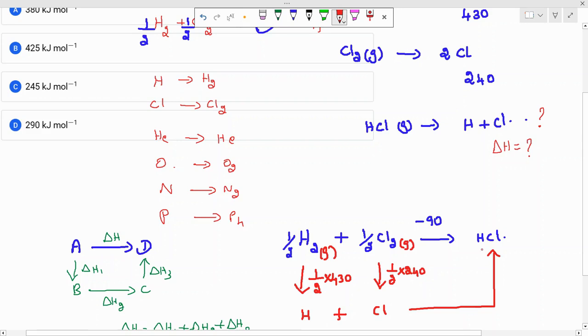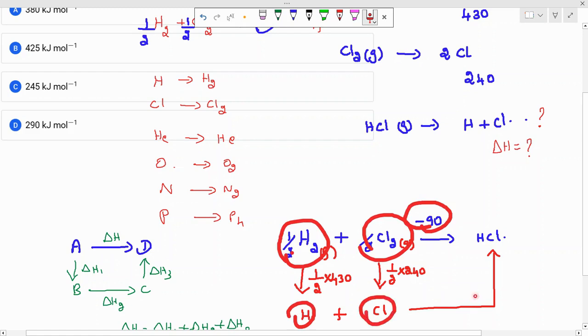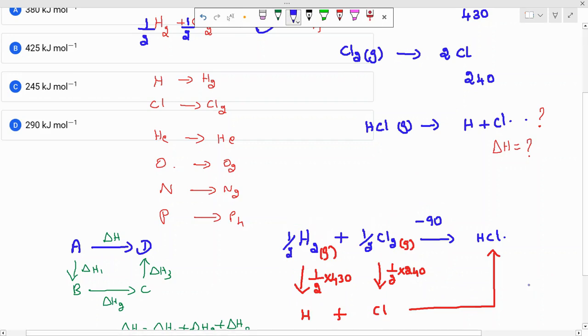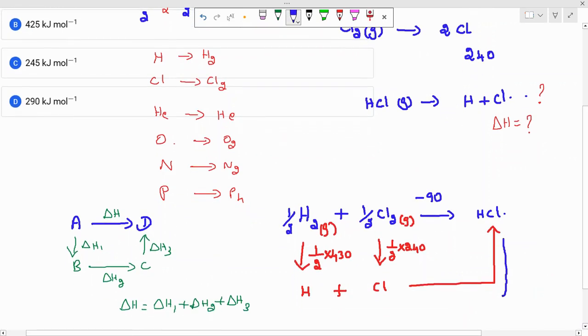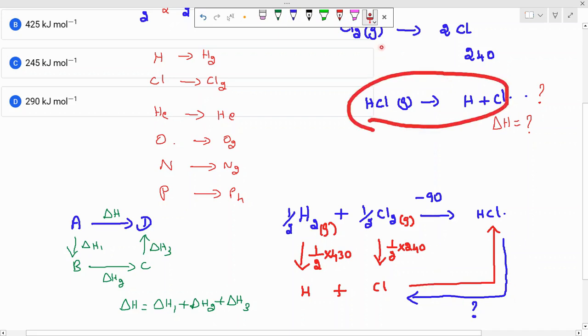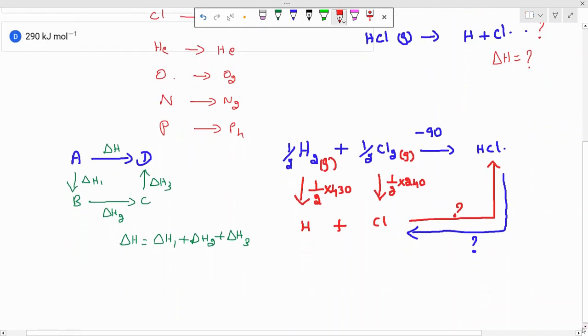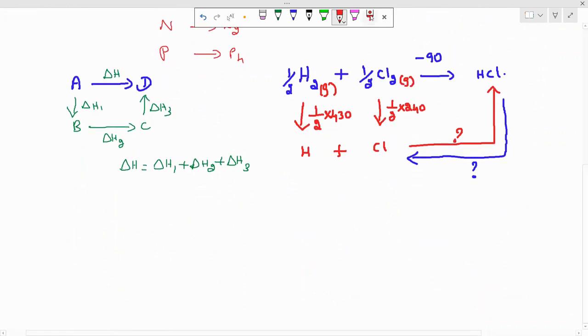This is not formation. Sometimes students may write minus 90 here. This is wrong. The 90 is for the formation enthalpy from the elemental state, but HCl is not the elemental state. Look at this. Actually, they need the bond enthalpy. That is the reverse reaction they are asking, HCl to H and Cl. But we have to find the forward one by using Hess law, then we can give the opposite sign for this, and then we will get the bond enthalpy.